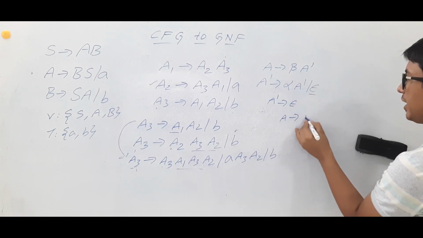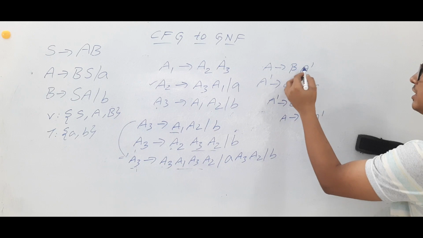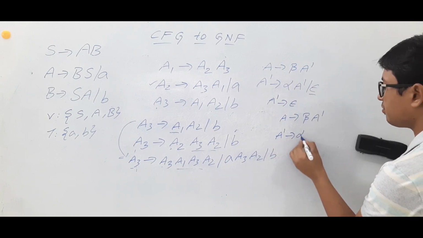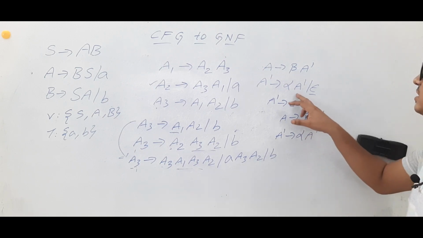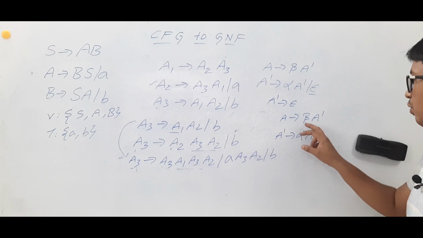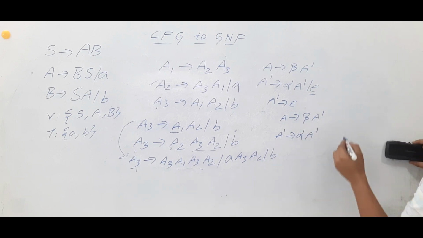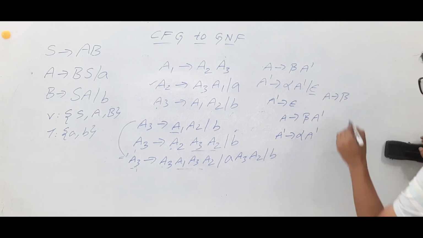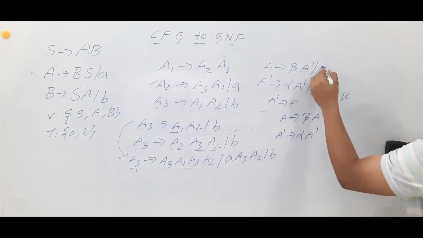First I need to identify which productions have A dash on the right-hand side. A determines beta A dash is one production, and the next production is A dash determines alpha A dash. These are the two productions where A dash is on the right-hand side. Now what should I do? In place of A dash, I need to keep epsilon. Then what will I get? A determines beta. This is the extra production I will get. Keep that extra production.